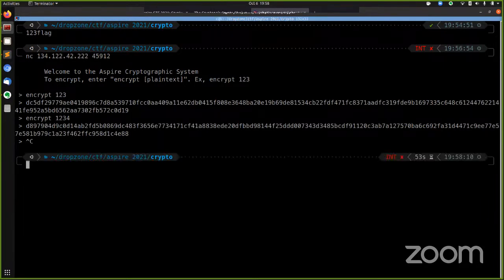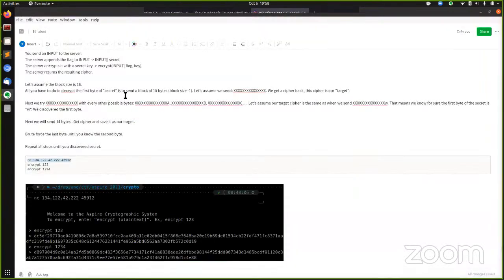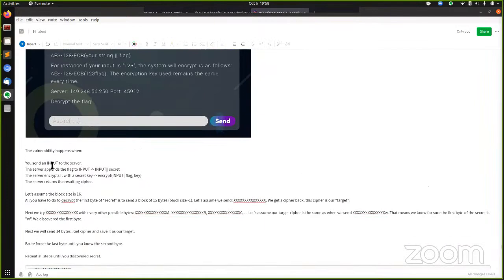So how do we break this system? The attack is called byte at a time decryption. Let me explain the logic. Again, when you send an input to the server, the input is appended to the secret. In our case, it's the flag. So here it's our flag. And then the server encrypts it, and then the server shows us the resulting encryption.